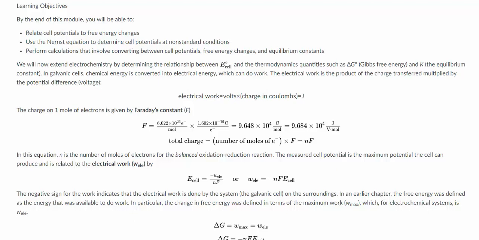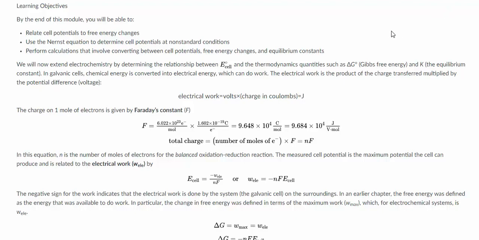Now we're going to build on the standard cell potential of an electrochemical cell, the E naught of the cell, and we're going to be able to calculate the Gibbs free energy, the delta G naught, as well as K, the equilibrium constant for that particular electrochemical cell. We also need to bring in some new constants. So we're going to be introducing Faraday's constant, which is abbreviated with a capital F.